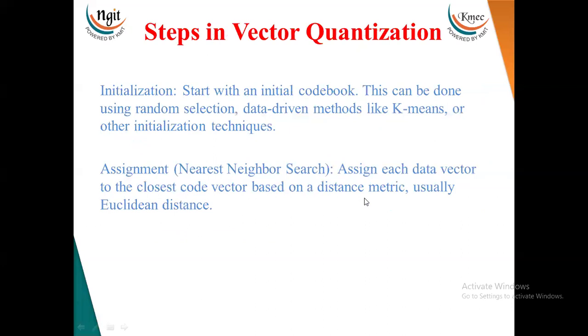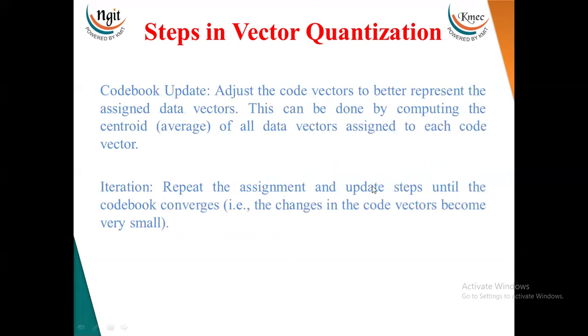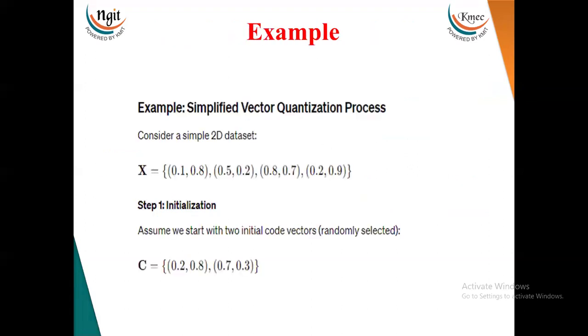So what are the steps? First, we start with the initial codebook. This can be done using random selection or any algorithm you like. Second is assignment. We have to find the nearest neighbor: assign each data vector to the closest code vector based on the distance. You can use the same Euclidean distance, and adjust the code vectors to better represent the data. If there is no exact match, we can update the weights. Finally, this has to be done until the change in your code vectors becomes very small.